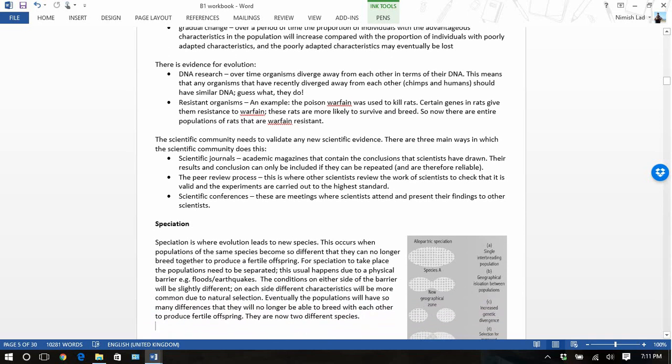So whenever we come across these new ideas, there are ways we're going to verify them. The scientific community does this in three main ways. They have scientific journals, which are like magazines that scientists write, and they share their ideas. Then other people can test their experiments to see whether they can do them. There's the peer review process, where scientists check that other people's experiments are valid and carried out to the highest standard. And there are scientific conferences, where people present their findings to other scientists and they discuss.